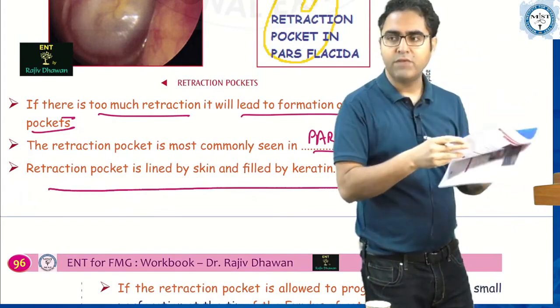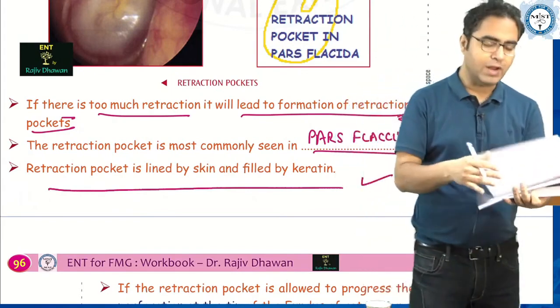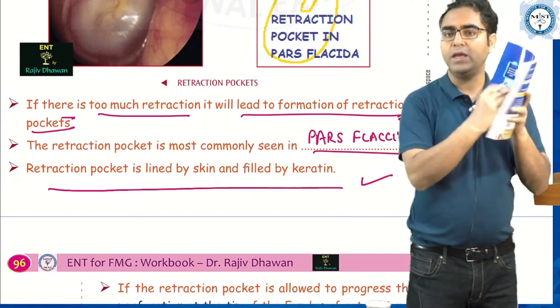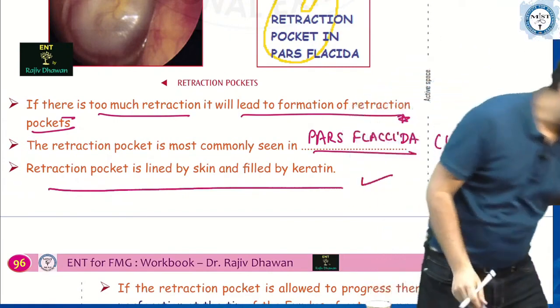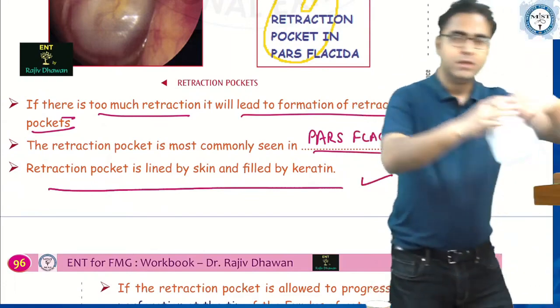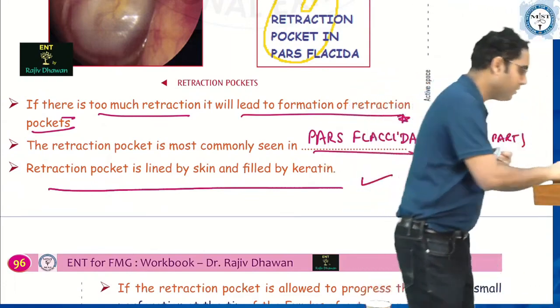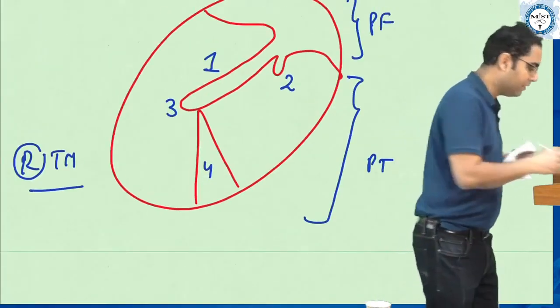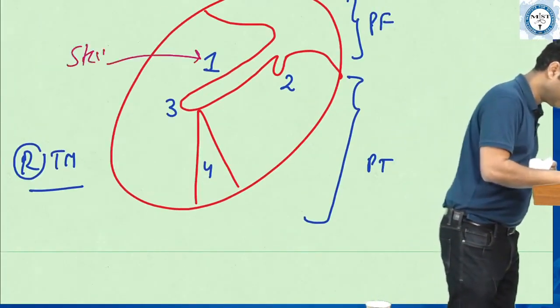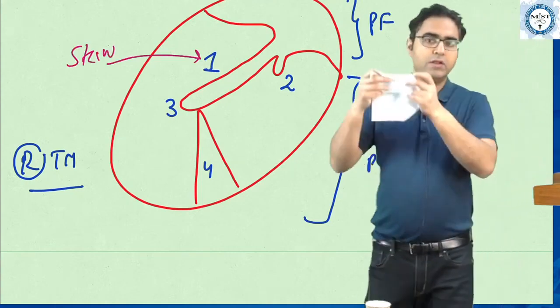Now look at this. If a pocket forms out of this, what will it be lined by? Skin. A retraction pocket is lined by skin. Please see over here. This is the outer layer of the tympanic membrane. This layer I'm talking about is the skin layer.